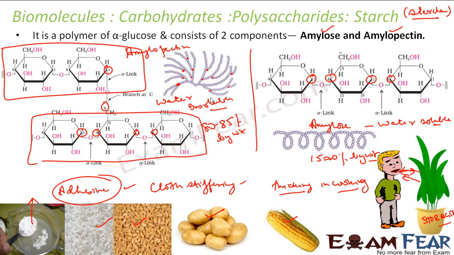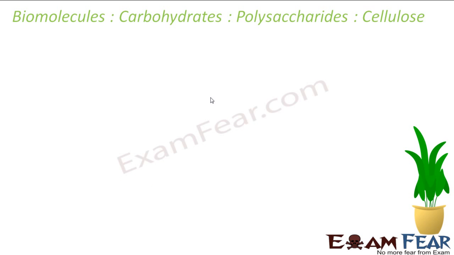The next is cellulose. It occurs exclusively in plants, only in plants. As I have told, cellulose is the most abundant organic substance in the plant kingdom. Please note, it occurs exclusively in plants only. Let me write here.